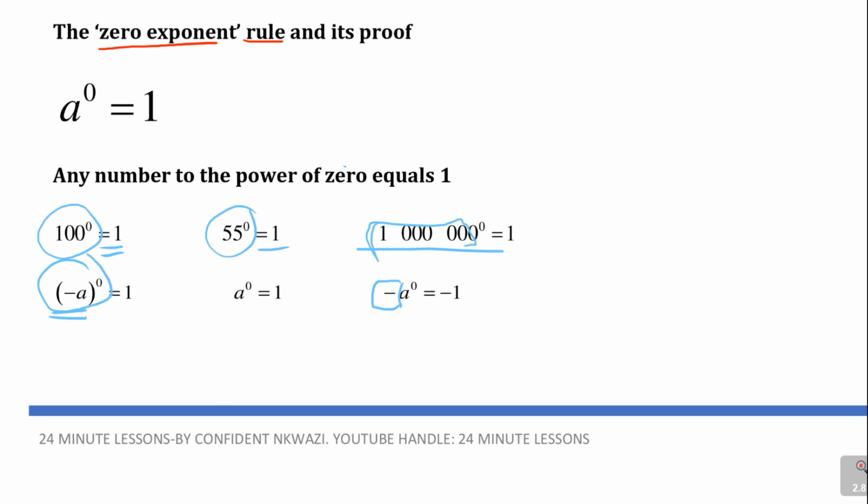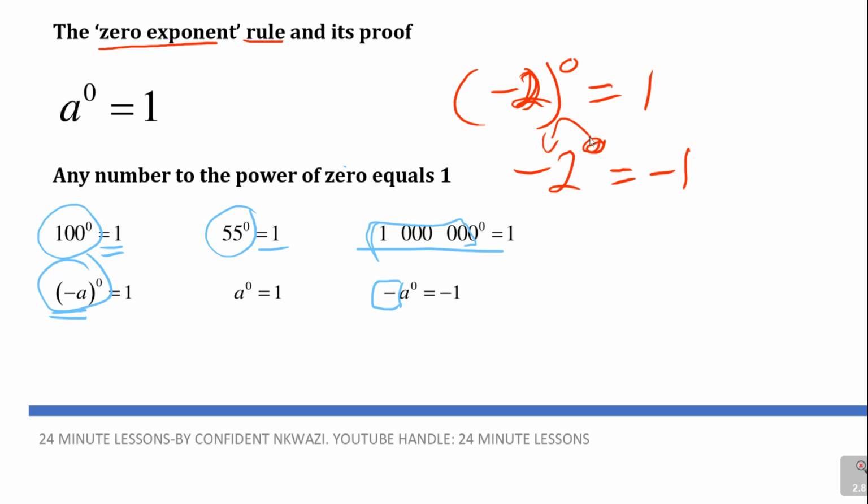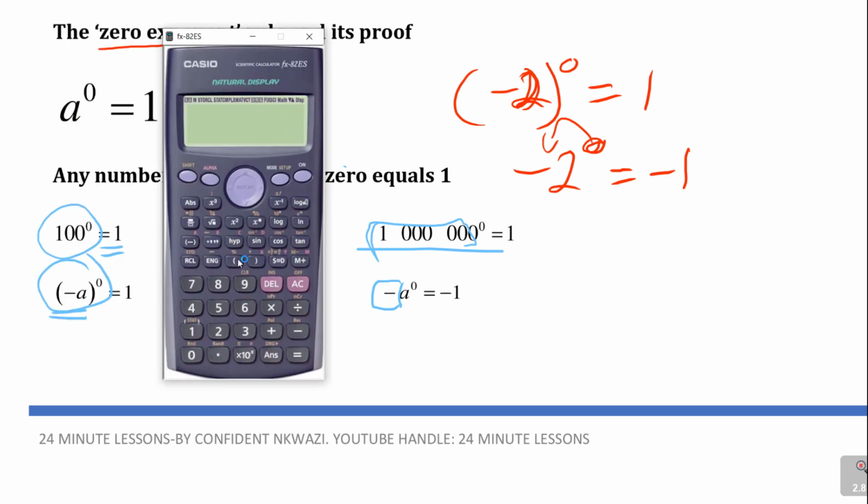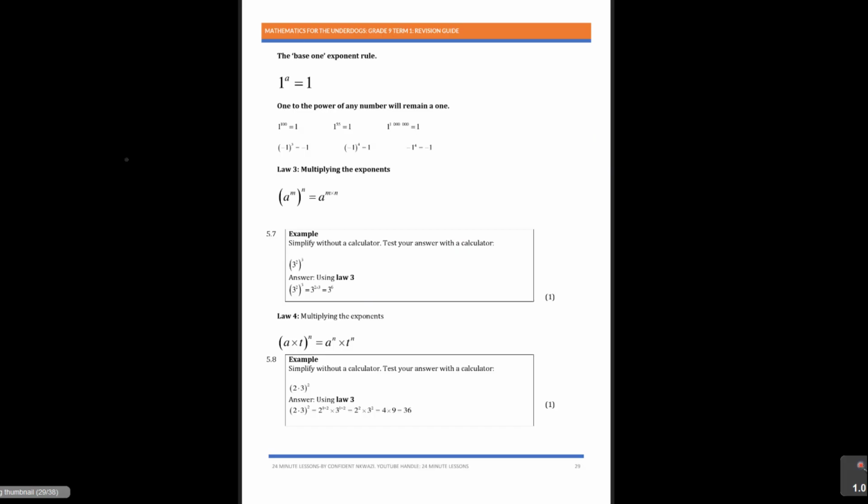For example, I can test with the calculator with you. If I say negative 2 to the power of 0, this will give me a 1, but minus 2 to the power of 0 is negative 1. Why? The 0 is not affected. You can test it. I always say test everything with the calculator. Negative 2 to the exponent 0, it's 1. Minus 2 to the exponent 0, it's minus 1. Remember that law.